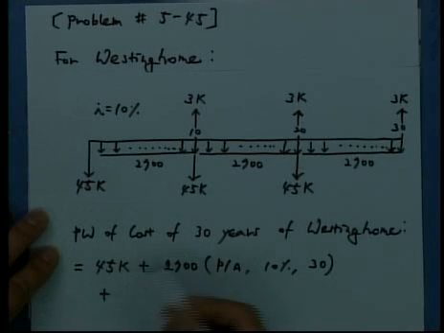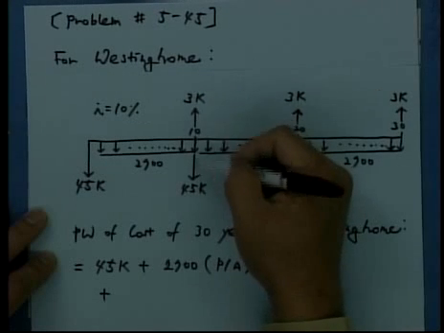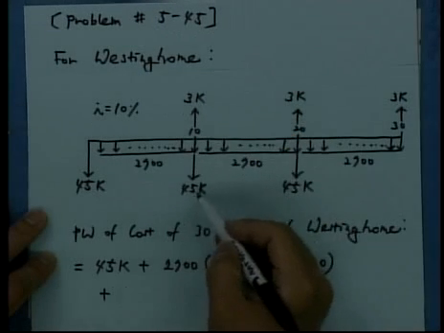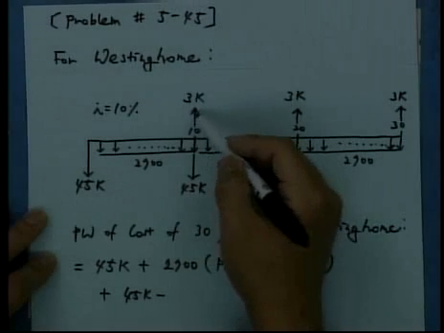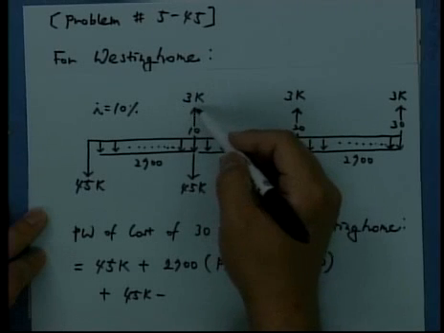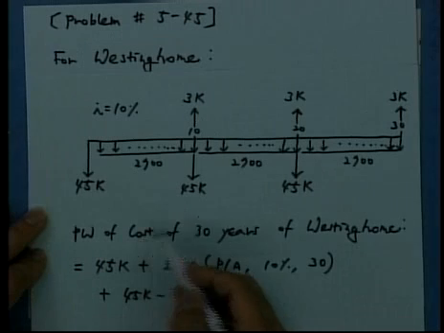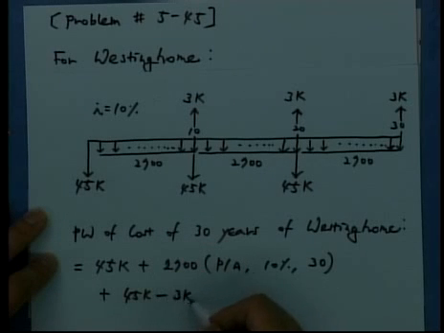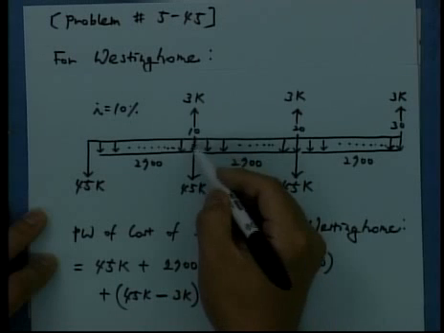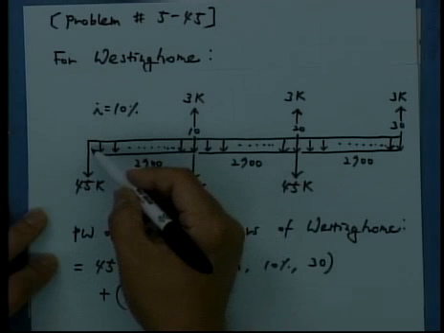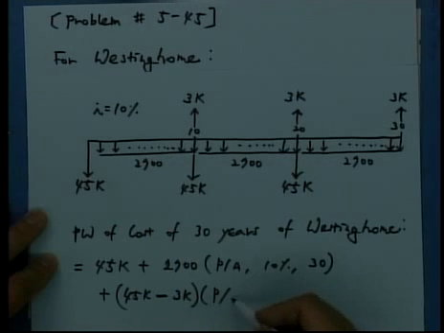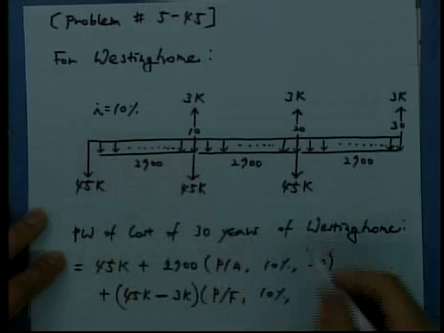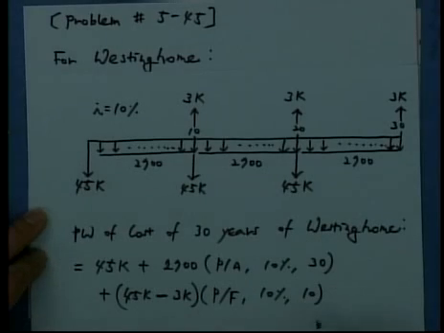And then what else? At the end of period 10, 45,000 minus 3,000. That is the service value. That is your benefit. Benefit is negative cost. So negative 3K at the end of period 10, right? So you need to convert it to the equivalent present sum. So you need to multiply this factor, P given F, 10% over 10 periods, right?